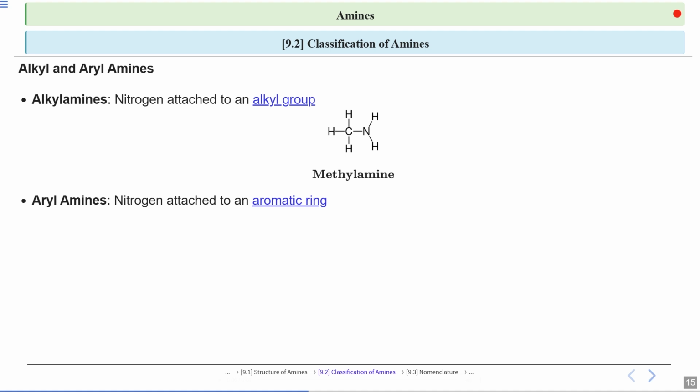Next is aryl amines. So in these compounds, the nitrogen atom is attached directly to an aromatic ring like benzene. Okay, so if you see over here, one of the hydrogen of this ammonia is replaced by this benzene ring. Okay, so this is an aryl amine. Okay, and what is its name? It is aniline. Okay, so if NH2 group is directly attached to a benzene ring, we get aniline. Okay, so the main difference in alkyl and aryl amine is whether nitrogen is bonded to an alkyl group or an aryl group.